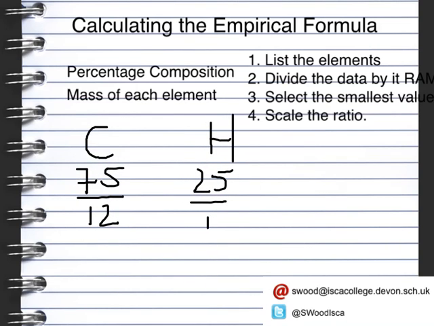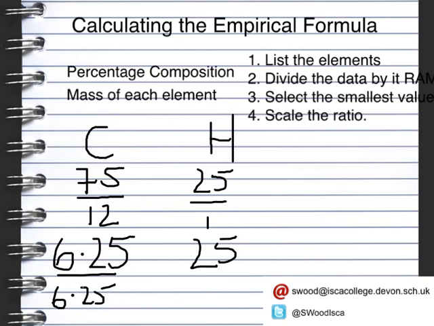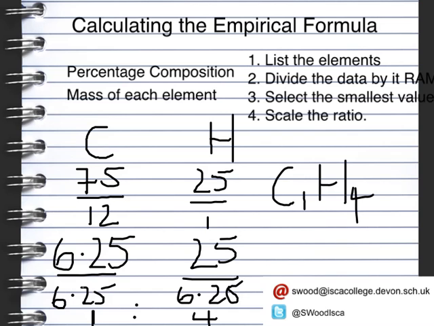Right, so 75 divided by 12 gives us a value of 6.25, and 25 divided by 1 equals 25. Now 6.25 is the smallest number, so we divide by that number here, which gives us a value of 1, and 25 divided by 6.25 gives us a value of 4, which is our ratio. So we've got C1H4 as our empirical formula.